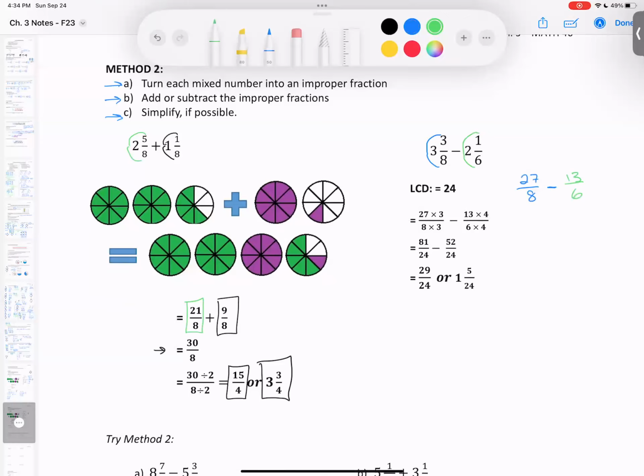Okay, now these two need a common denominator, and you can use one of the methods to figure it out. It ends up being 24. And so here we want to multiply that first fraction by 3 over 3 to get to a denominator of 24. The second fraction, we're going to have to multiply by 4 over 4 to end up with a denominator of 24. So that gives us 27 times 3 is 81. So 81 over 24 minus 13 times 4 is 52.